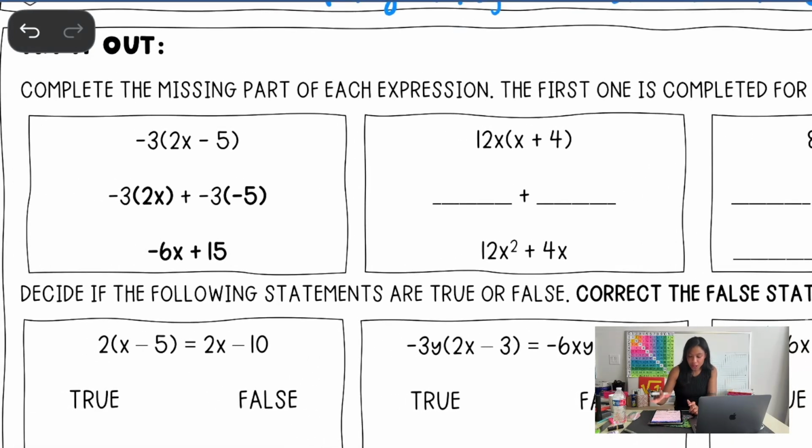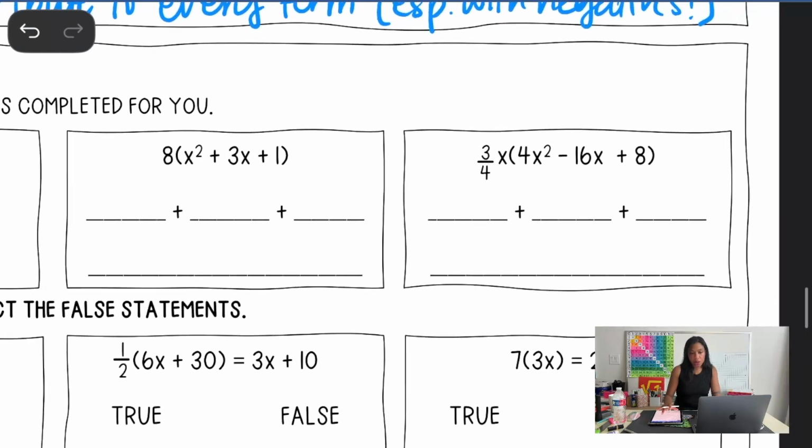Lucky duck, you have a good example. So for this one, we have -3 times 2x minus 5. We are going to break that down into -3 times 2x and then -3 times -5. And then that was how we got our expanded expression of -6x plus 15. So you are going to continue that process for the 3 across the top here.